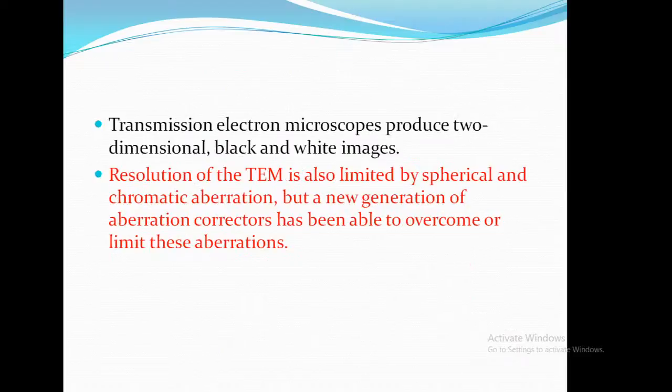The transmission electron microscope produces two-dimensional black and white images. Resolution of the transmission electron microscope is also limited by spherical and chromatic aberration, but a new generation of aberration correctors has been able to overcome or limit this aberration. Okay, so this is how the transmission electron microscope works.